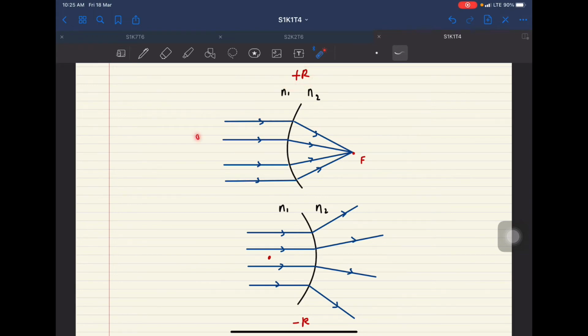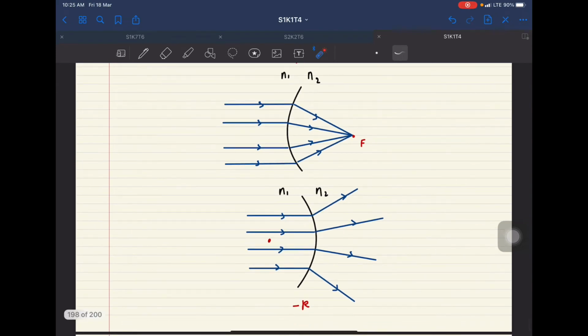Okay, remember, if your object is over here, you will see this type of surface, convex, from this point of view. Okay, and because of that, the behavior of light is focusing. Because it's focused, then the R is positive. Converging is positive R. Okay.